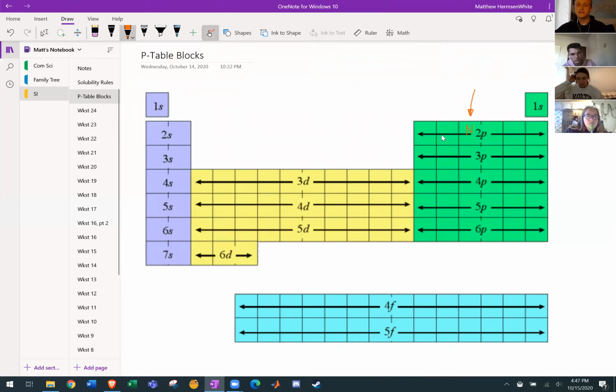Now, to get to the nitrogen, we can't just go directly to 2p. We have to first pass through the 1s. Then we go down a row, we come to 2s, go through that, and then we come to the nitrogen in the 2p. So we go through 1s, 2s, 2p.